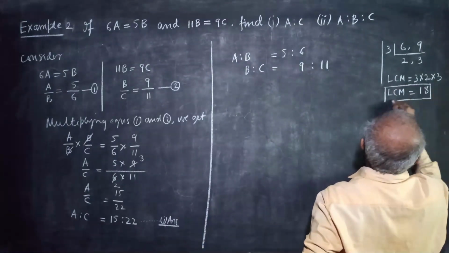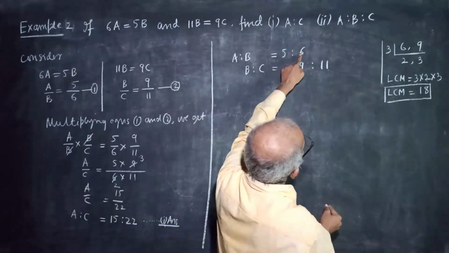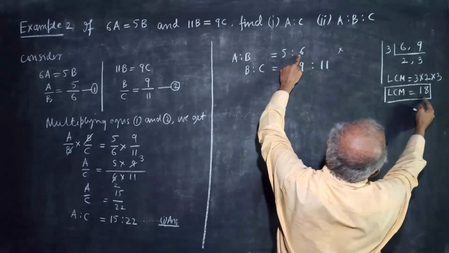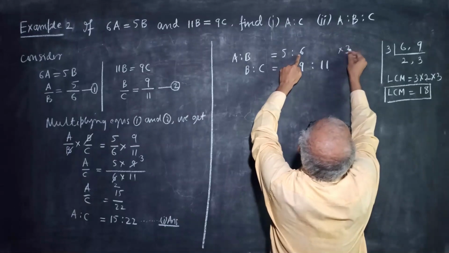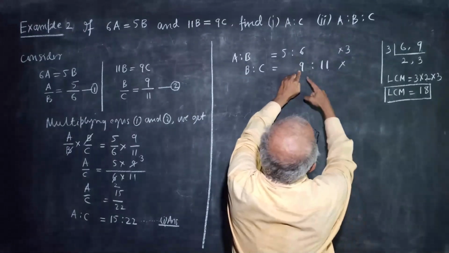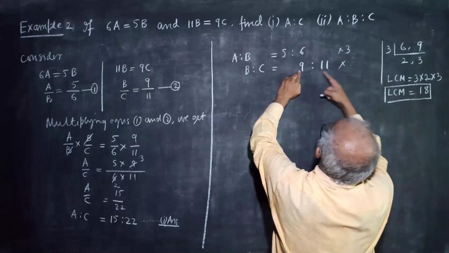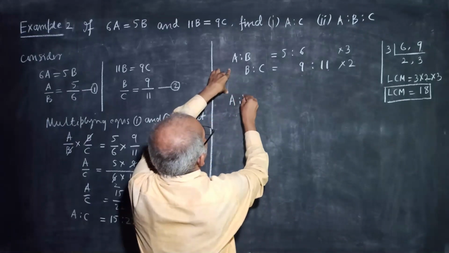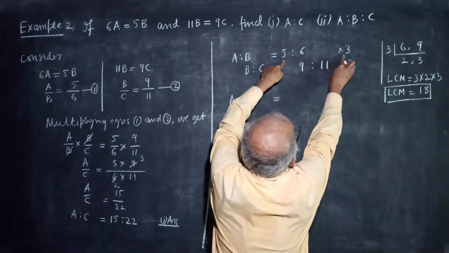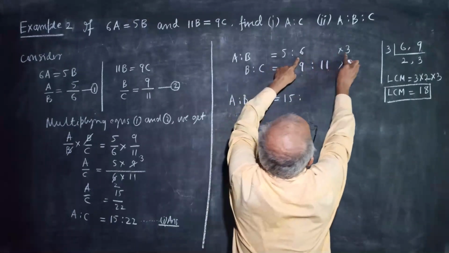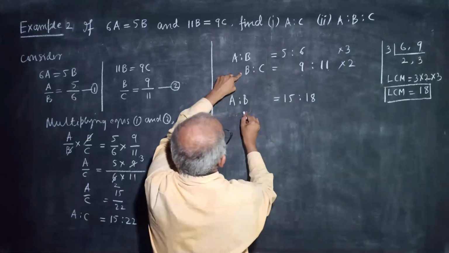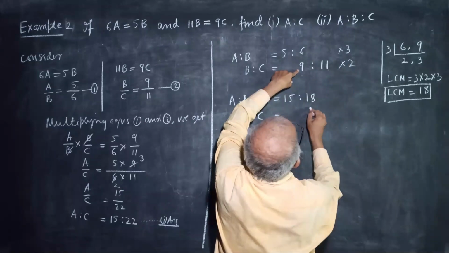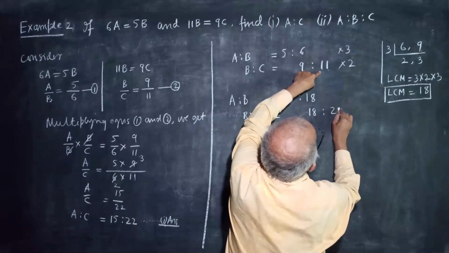LCM is 18. Now, with what number should you multiply to get this LCM? 6 times how much is 18? So 6 threes are 18. Here 9, for 9 what must be multiplied to get 18? So 9 twos are 18. So now I will rewrite a is to b is equal to 5 threes are 15, 6 threes are 18. Now b is to c is equal to 9 is to 11. So we shall multiply 9 into 2, 18, is to 11 into 2, 22.